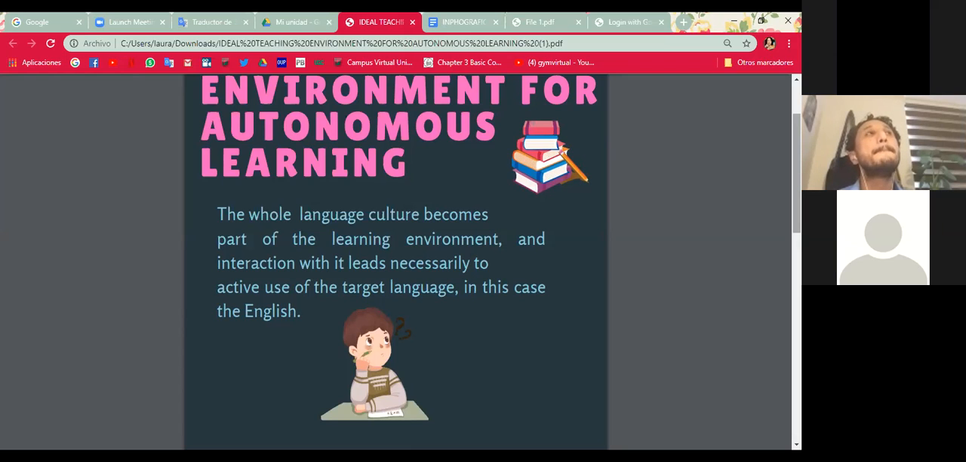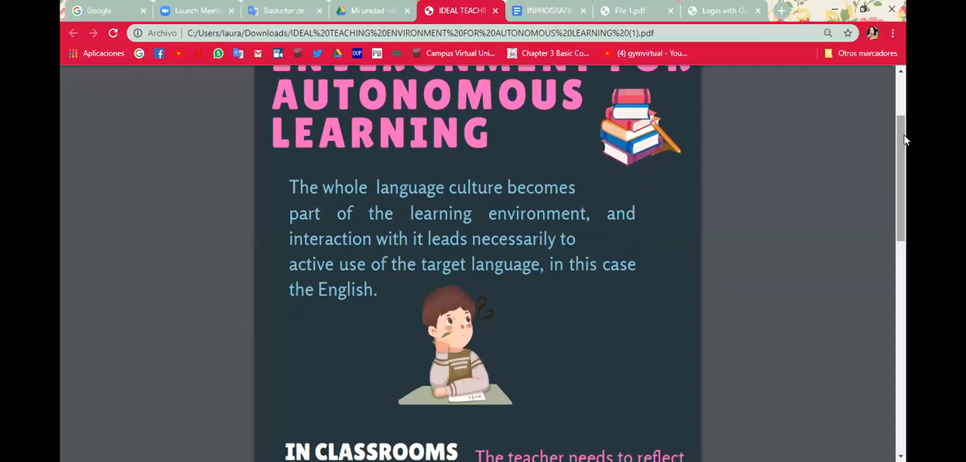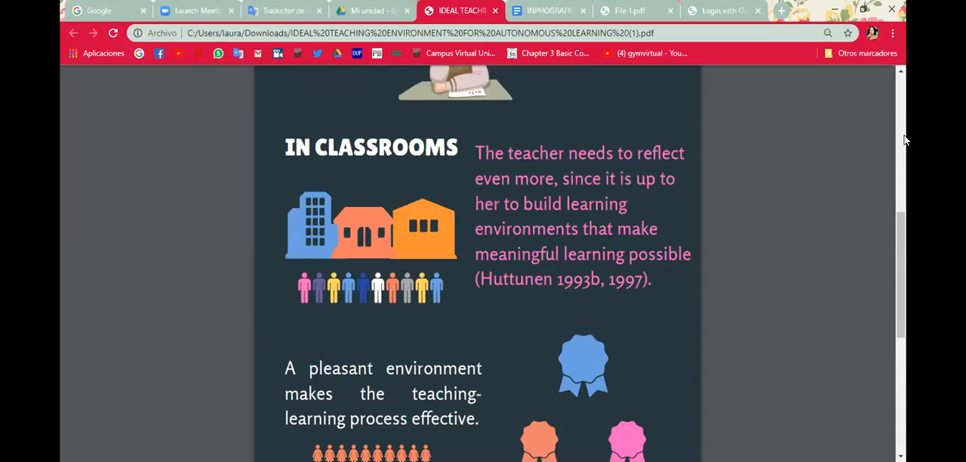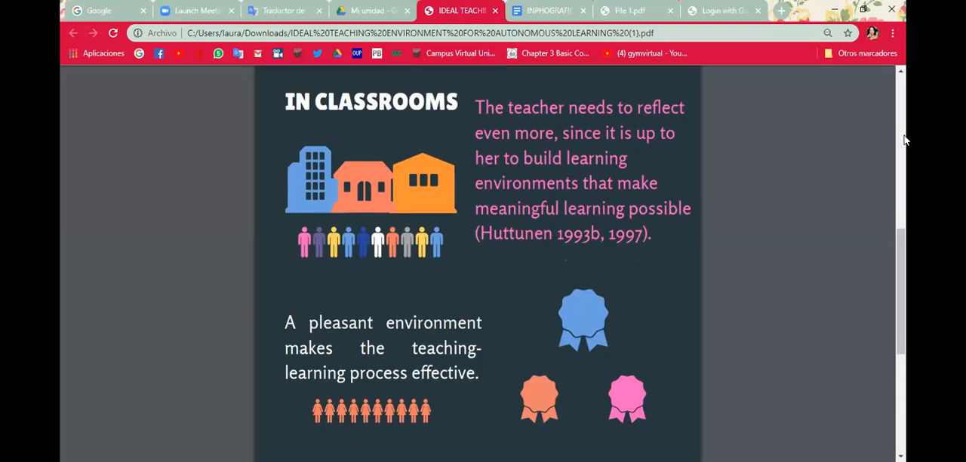Teachers use different ways of supporting her learners' choices and decisions instead of spending time checking what they had done or rated what they had not done for the very good environment of learning. And I put this, the teacher needs to reflect even more, since it is up to her to build learning environments that make meaningful learning possible, by Houghton.